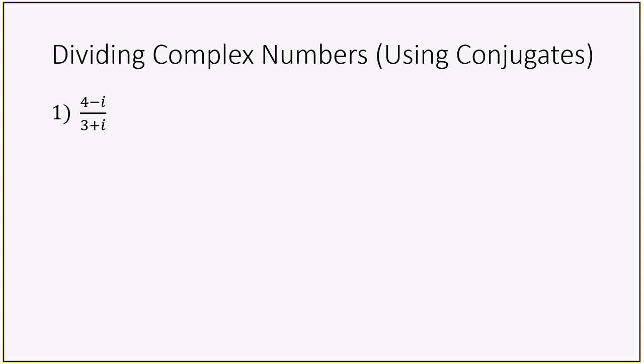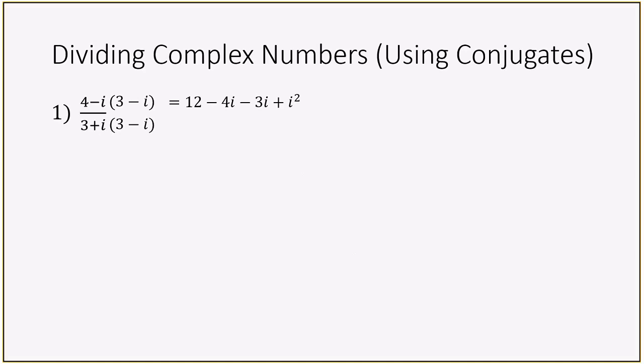So I have these two complex numbers here. I'm going to divide 4 minus i by 3 plus i. Well, I want to get a real number on the bottom, so I'm going to use the conjugate. The conjugate of 3 plus i is 3 minus i. I flip the sign in between the two terms. I'm going to multiply out the bottom, but with fractions, if I multiply anything on the bottom, I have to multiply it on the top.